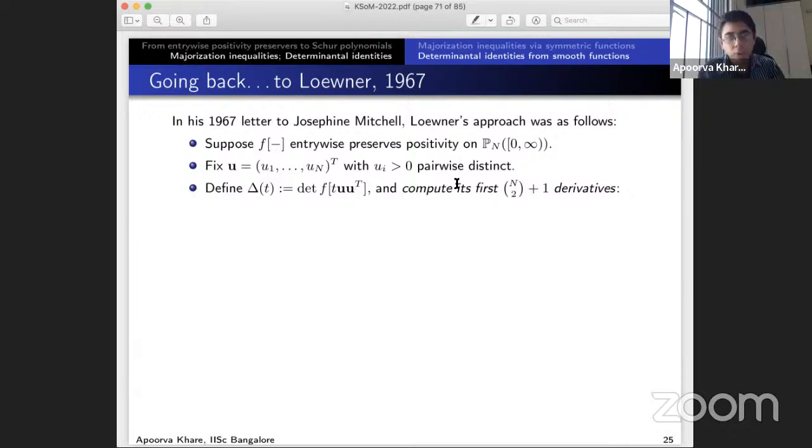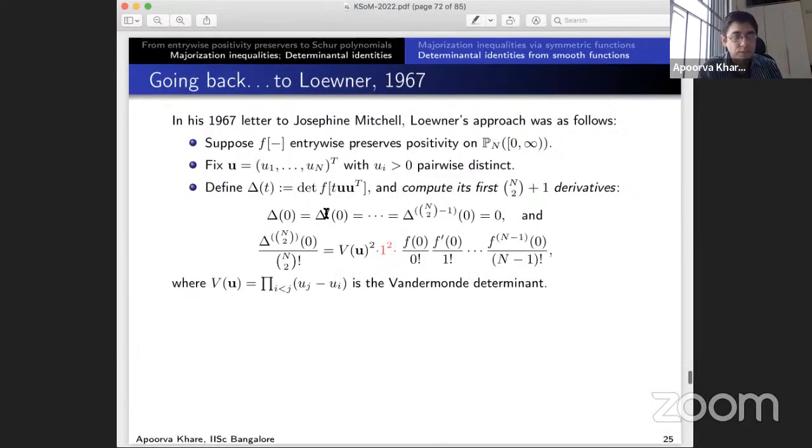And so he had to calculate the first N choose 2 plus 1 derivatives in his proof. The proof was for smooth functions, in fact. The calculation was for smooth functions. So it turns out, and this is what Loewner actually showed in 1967, that the first N choose 2 derivatives are all 0. So literally, here is the question.